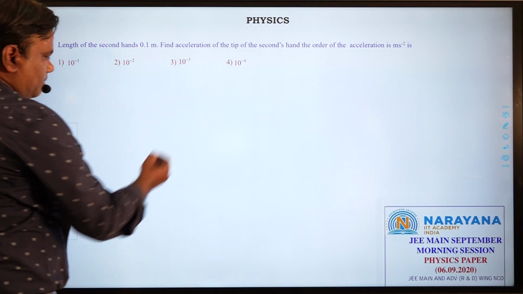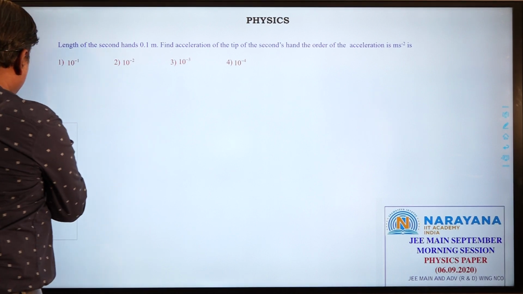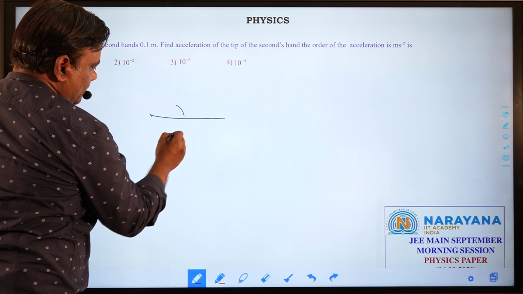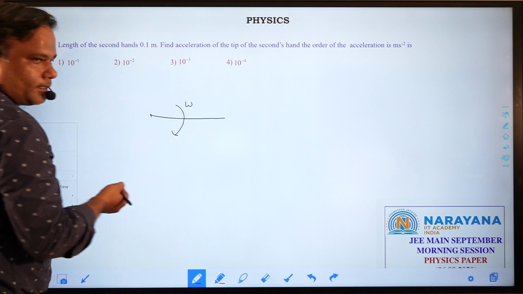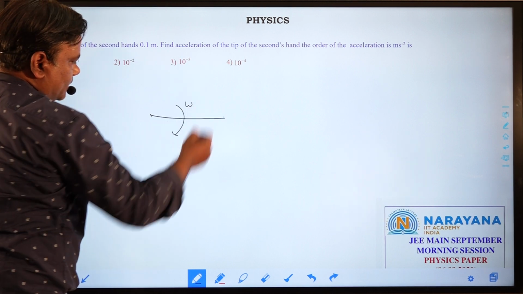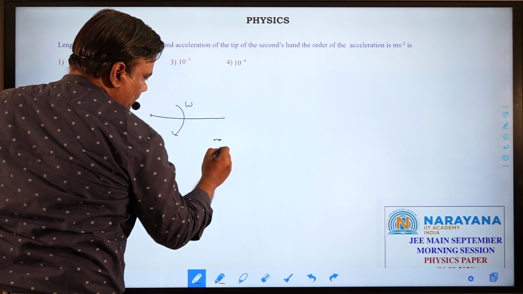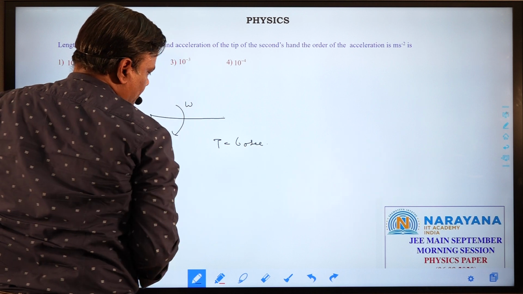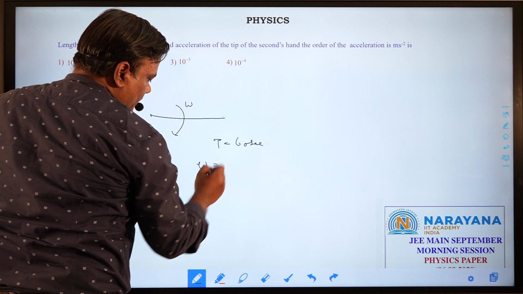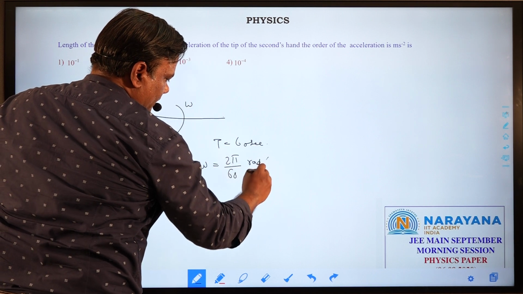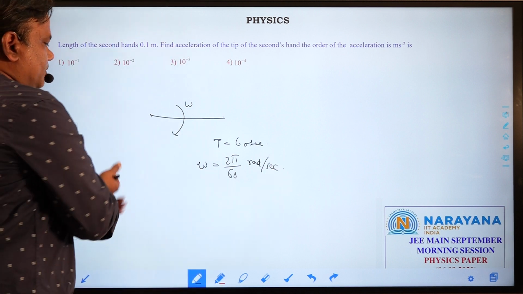So first of all you have to understand, if this is the second hand, and all of you know that this is rotating with a certain angular velocity omega. And whatever the angular velocity omega is, we know from the concept that it takes 60 seconds to complete one revolution. So T, that is the time period of the second hand, is 60 seconds. So we get the omega value, that is the angular velocity, as 2 pi divided by 60 radian per second. This is the angular velocity of the second hand.